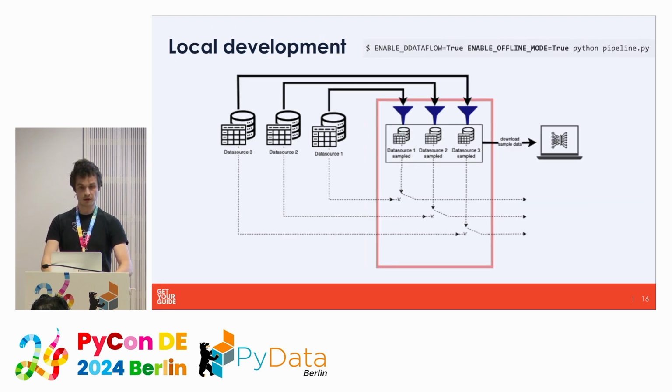The last one is local development. We also want to be able to quickly iterate offline. So you have the data sources, you can sample them so they are a reasonable size, and then you can download them and have this sample data inside your laptop that you can use directly.